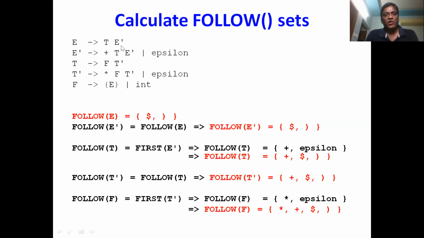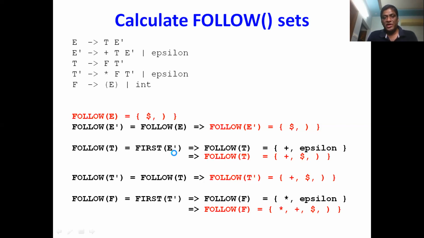Therefore, if any variable follows the variable for which we are calculating follow, then follow of T becomes first of E dash. I repeat, follow of T becomes first of E dash. If it is followed by another variable, the first set of the variable that follows becomes follow of this T. Because E dash is following T, the first set of E dash will be follow of T. So follow of T is equal to first of E dash.